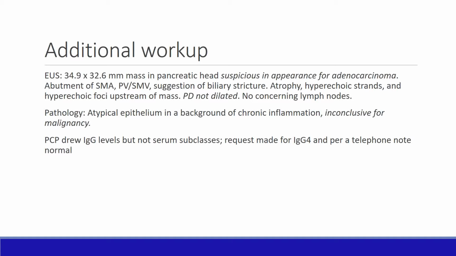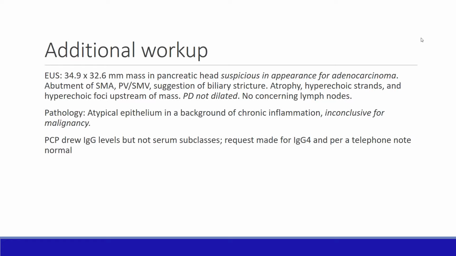So primary care did draw IgG levels, but these were the immunoglobulin levels, not the serum subclasses. We requested that they draw the serum subclasses, and per a telephone note, they were drawn and normal. However, I could not find the primary data on my review.